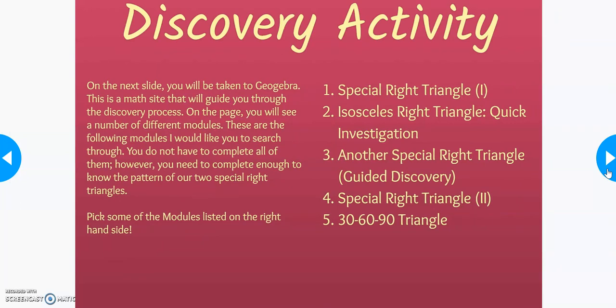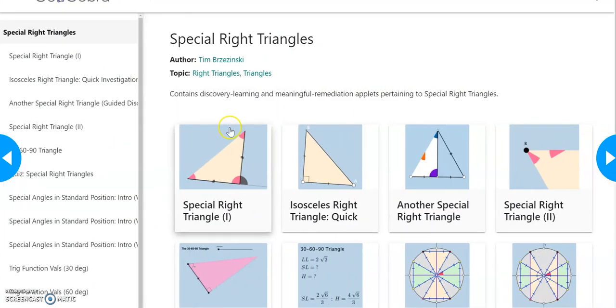So this explains the discovery activity, what they're planning to do. They're going to go through different modules that will help them search through and figure out what these relationships are. I listed the 5 modules, and I'm allowing them to go through this at their own pace or use as many as necessary until they find out what that relationship is. The great thing about Nearpod is I can embed GeoGebra directly into the Nearpod, so they don't even have to leave Nearpod to access and use GeoGebra.